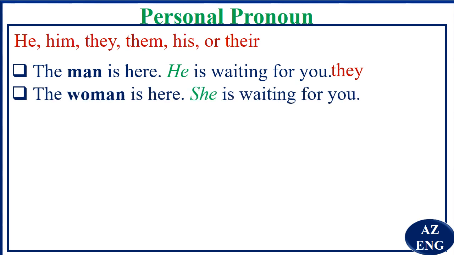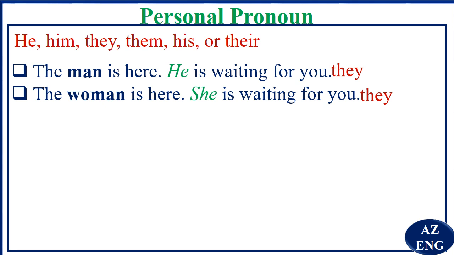And again, for example, the woman is here. You know that a woman is a female. This is why you say she, not they. A man, you use he, not they. So there's no confusion here. You don't use they here.